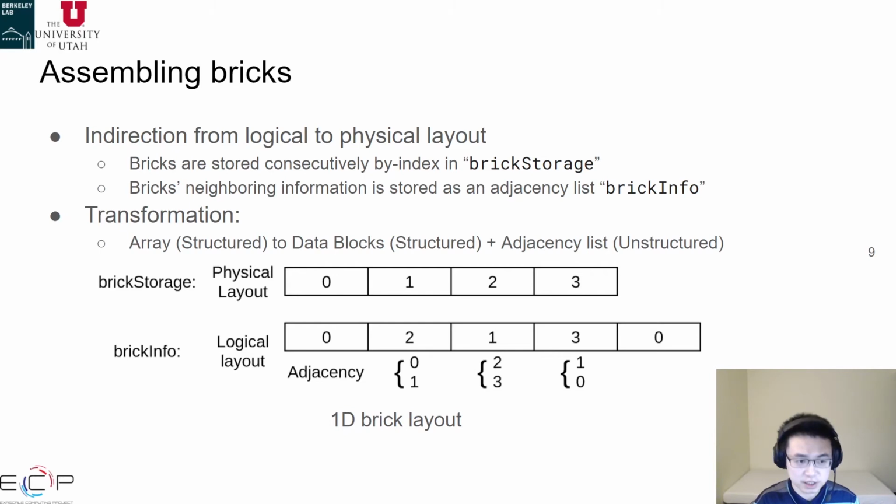And this transformation of applying bricks to the data using a Stencil application can be viewed as a transformation from arrays, which is structured data, into fine-grained data blocks, bricks, that are also structured, and adjacency lists, which describe the neighboring information that have some unstructuredness in it.